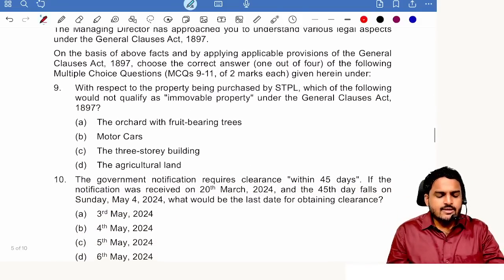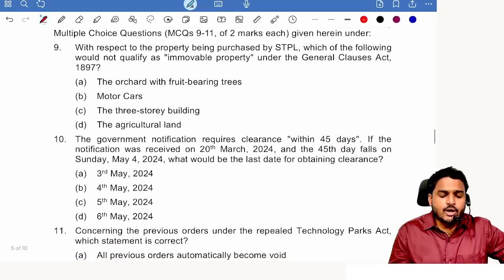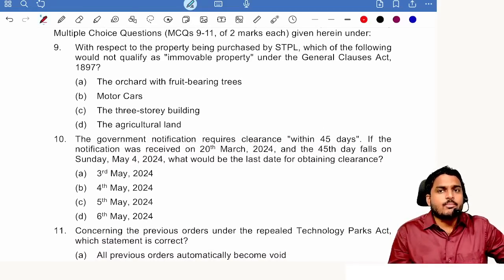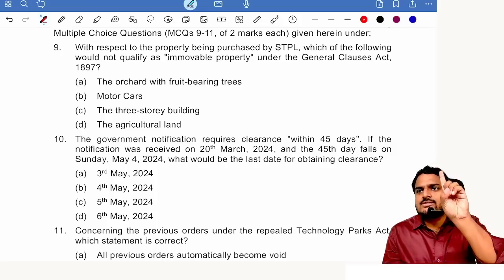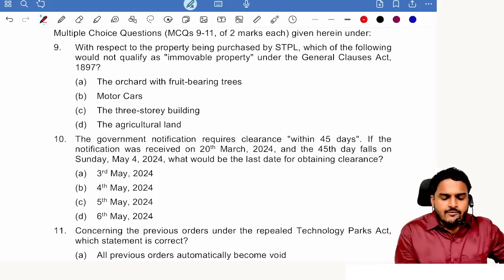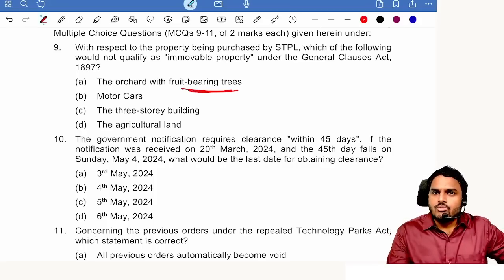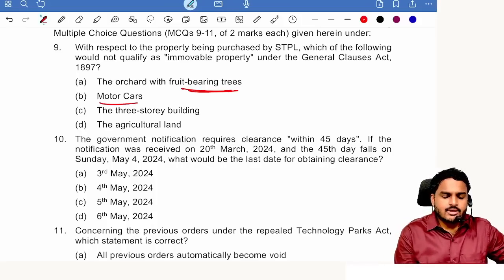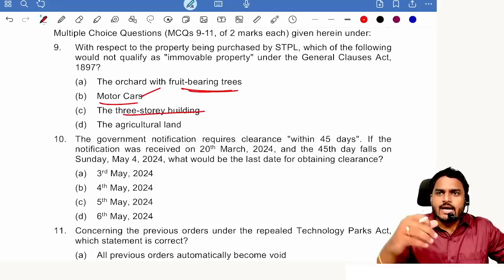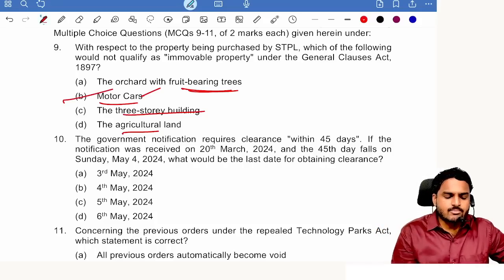Next, similarly, with respect to property being purchased by STPL, which of the following would not qualify as immovable property? That means out of 4 options, 3 are immovable properties. Only 1 is not immovable property. Let's see. Fruit bearing trees, immovable property. Motor car, movable. 3-story building attached to the earth. Agriculture land, immovable. So option B.